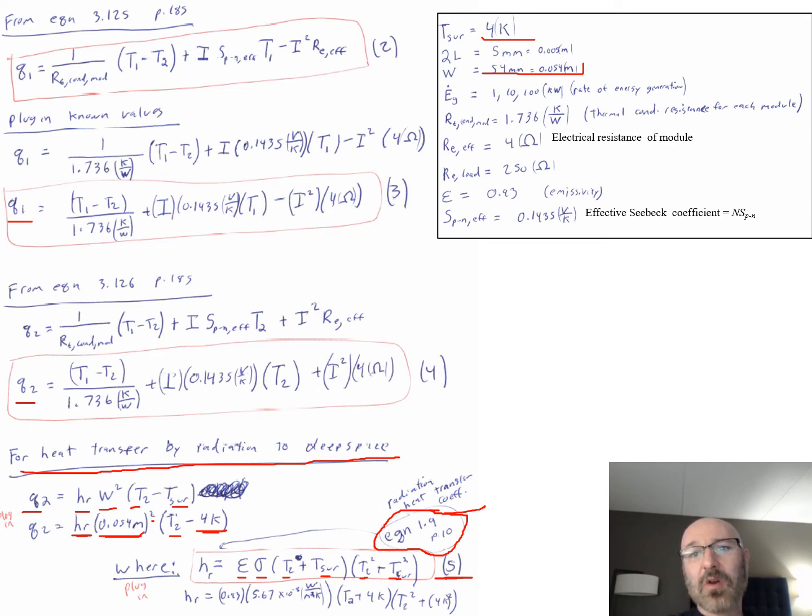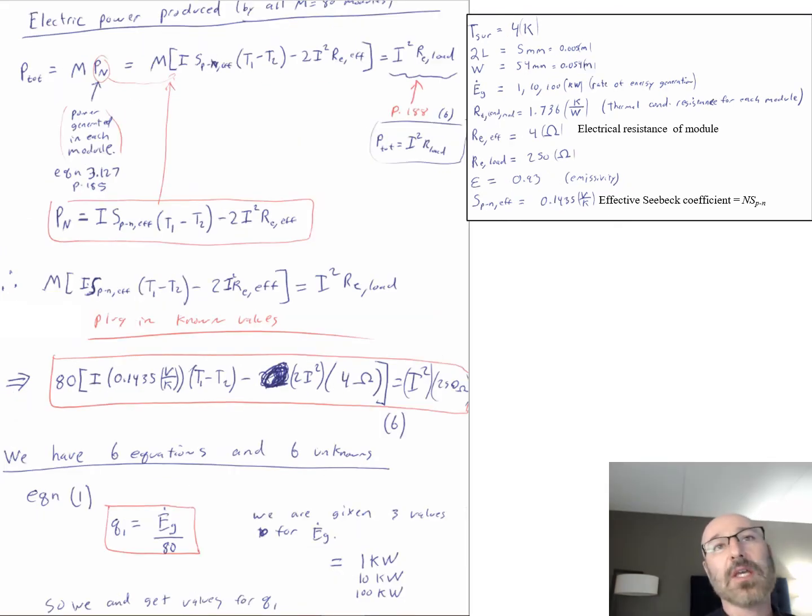So we do this, plug in our known values. We'll have our epsilon value. We can go back up top. This is 0.93. That's our emissivity right there. We have our Stefan-Boltzmann constant that we can plug in. We know that value is 5.6 times 10 to the negative 8 units of watts per meter squared times Kelvin to the fourth. Then we have our T2. We plug in that T2 plus our T surround, which is 4K, times our T2 squared plus our T surround, which is 4K squared right there as well.